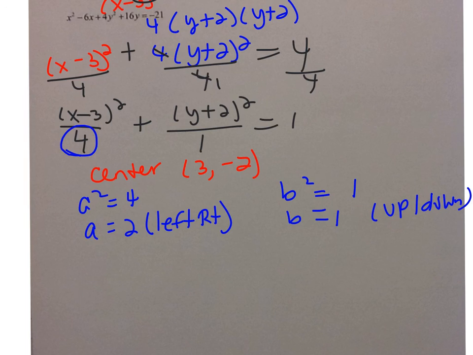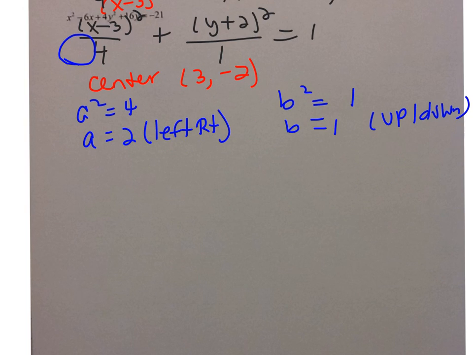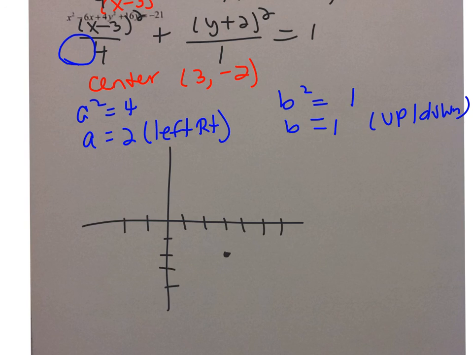Okay, so let's draw a quick sketch of this. My center is at (3, negative 2). My major axis is to the left and right 2, and my minor axis is up, down 1. So it looks like this.